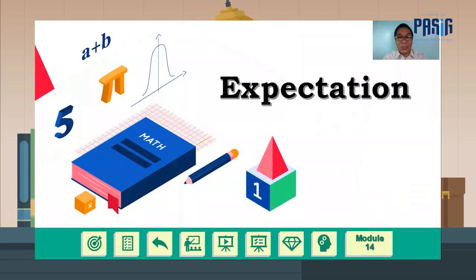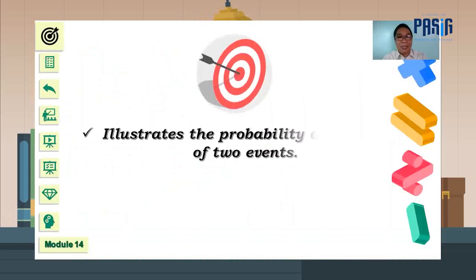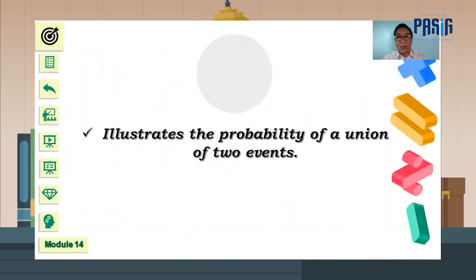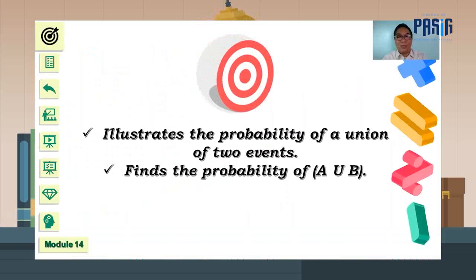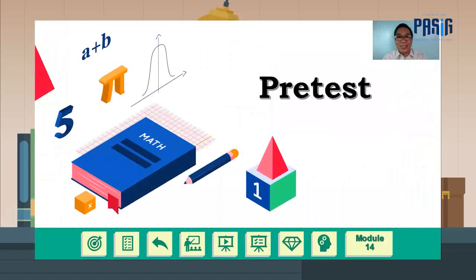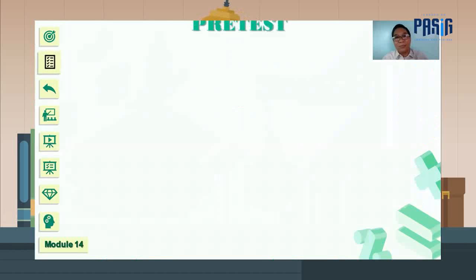What is my expectation from you after the session? Of course, I'm expecting that you can illustrate the probability of a union of two events and find the probability of A union B. Before we proceed to our main lesson, you may get a sheet of paper.